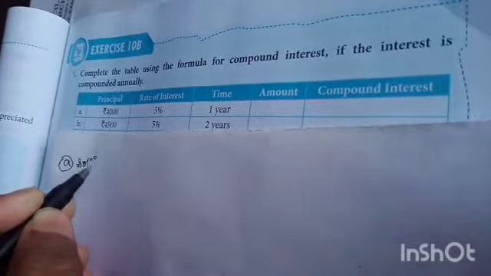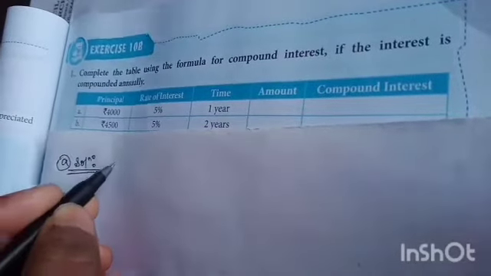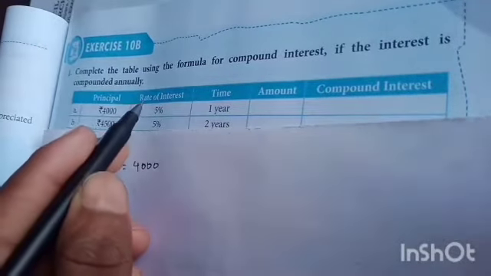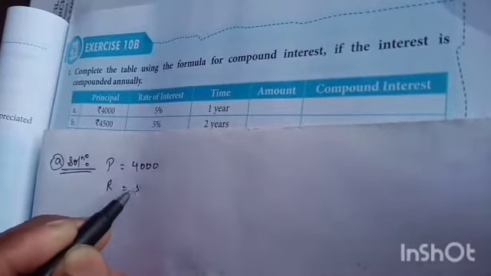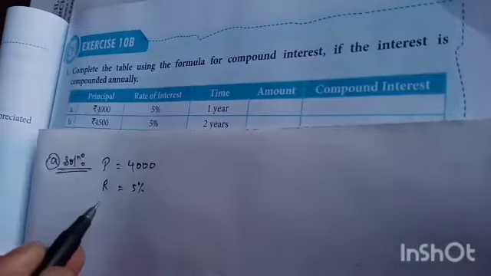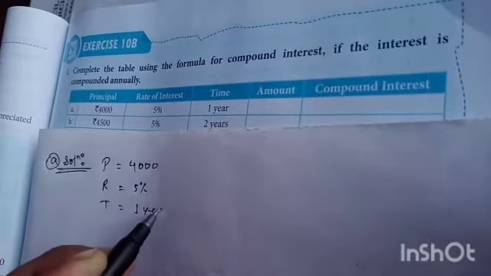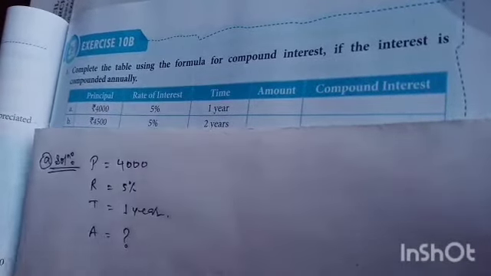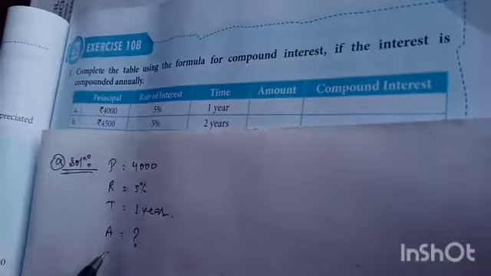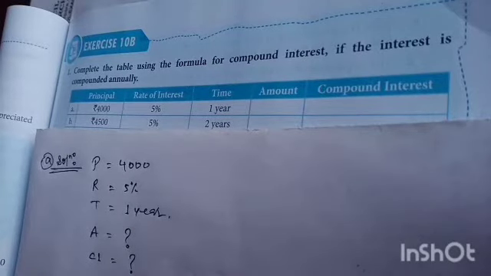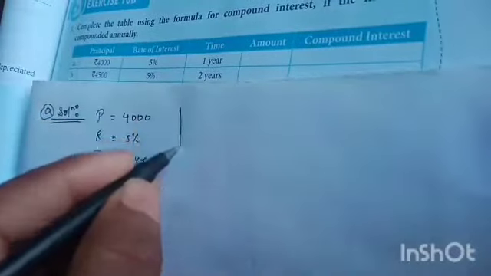Okay, solution. What is given to us? Principal amount, how much is given? This one. Okay, 4,000 rupees. Yes. So the rate of interest R is equal to what is given to us? 5%. Right. Then time is given how much? Time is given 1 year. Then what do we need to find? Amount. Right. Amount A we need to find, and this compound interest CI we also need to find. Okay. So this one I am going to show you. Let's see the video.